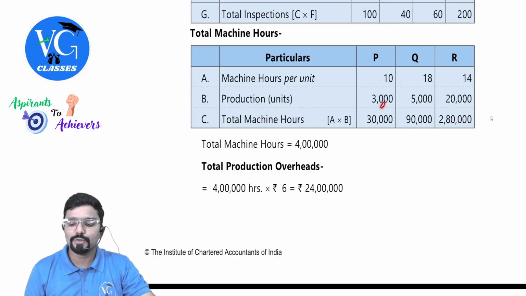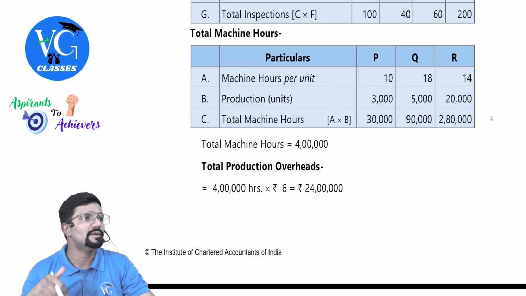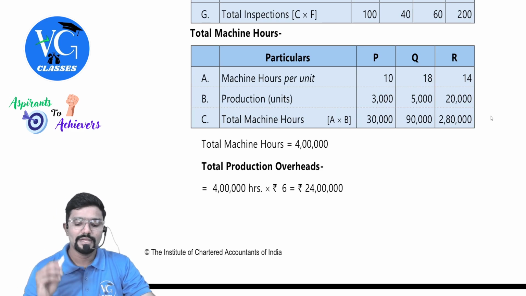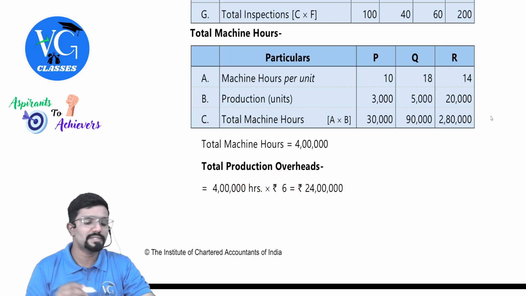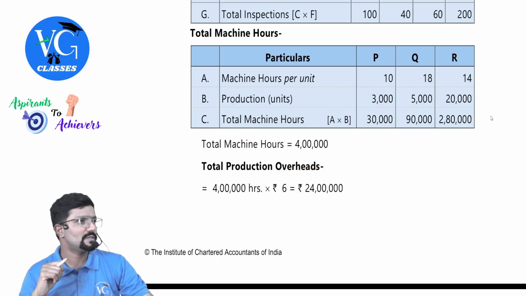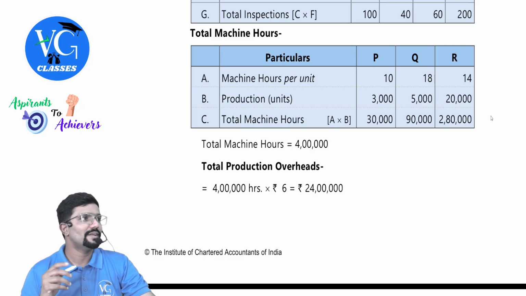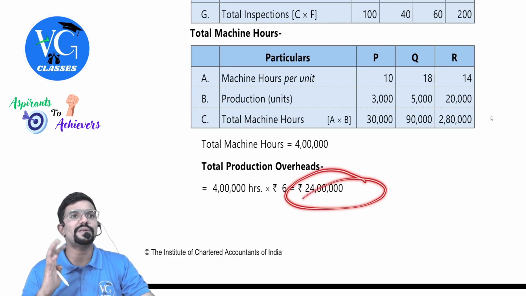We calculated the total machine hours required by multiplying hours per unit with number of units. We got total machine hours. Add up all the things. And for each hour, how much are we absorbing? 6 rupees. So what is my total? 24 lakh. The total of this. Okay, now we know the total overhead cost is 24 lakh.